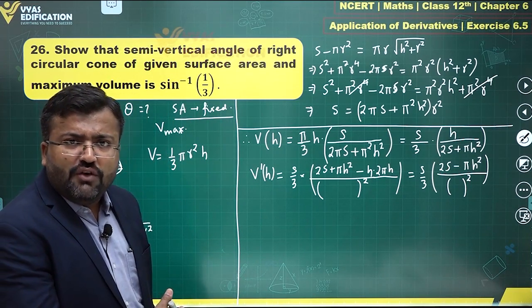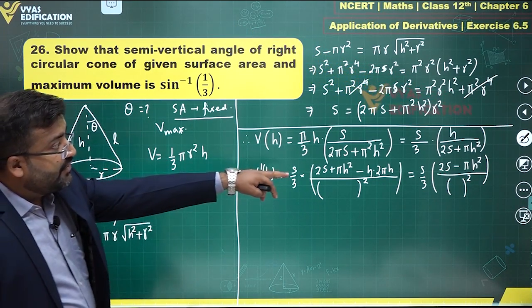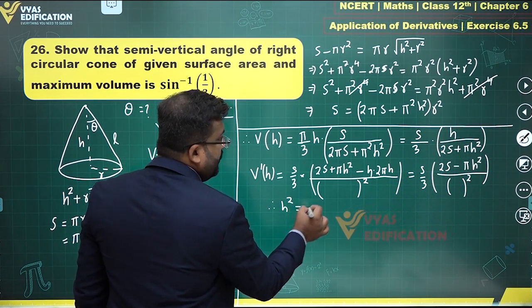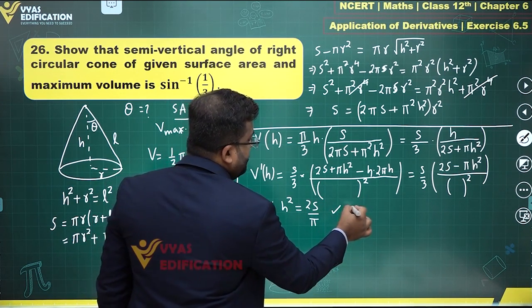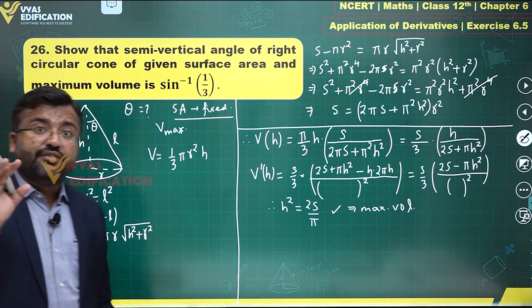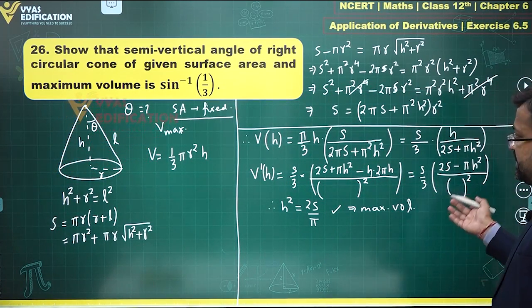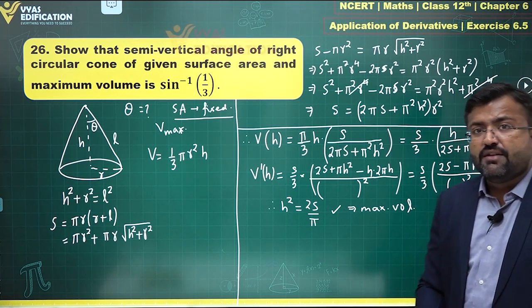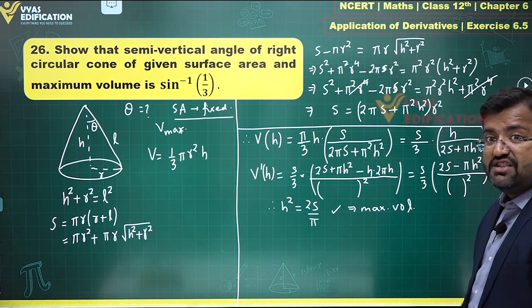Since at a different value of H you get volume 0, that will imply that for this particular value of H, volume will be maximum. So therefore, H square is equal to 2S upon pi is important, and this gives me maximum volume. That's the important observation that you have. Although you can differentiate again and see that what you're getting is a maximum volume, this downward facing parabola kind of a thing. But this is also sufficient by simple common sense analysis, right?